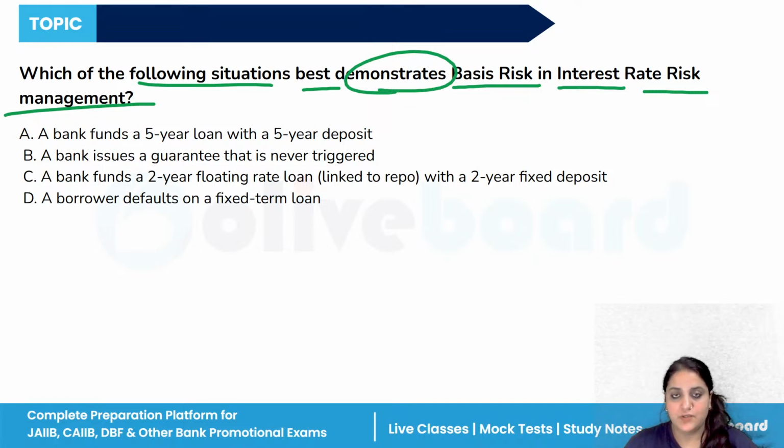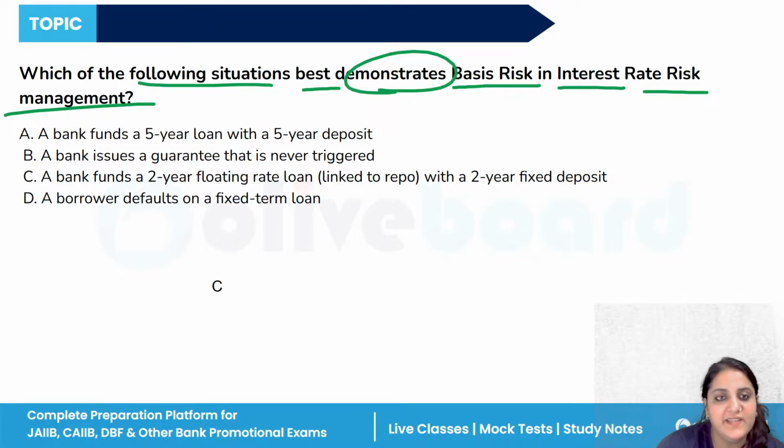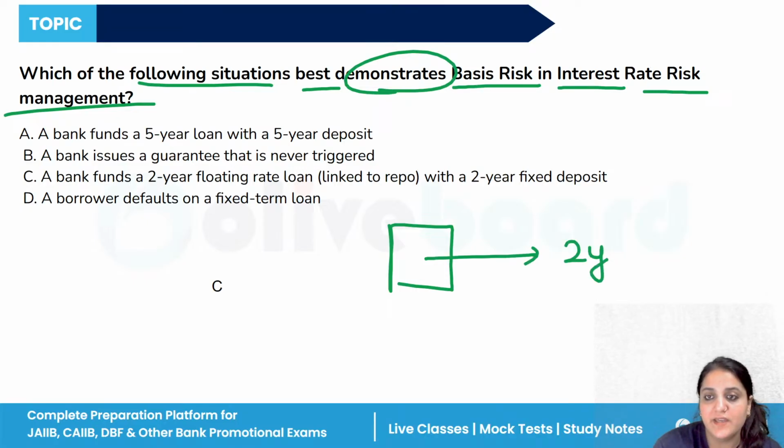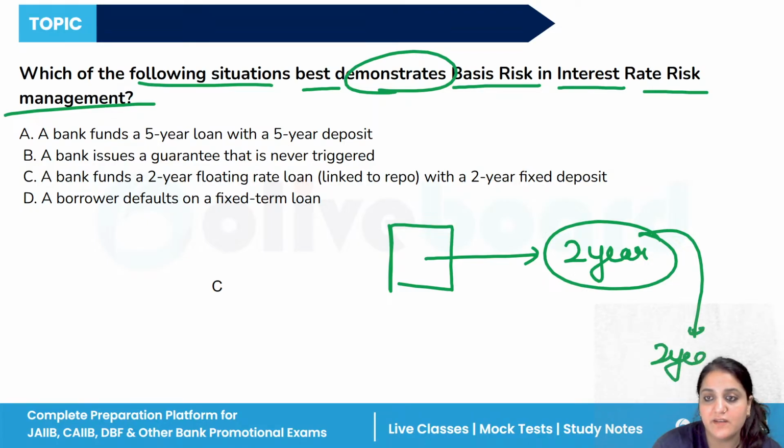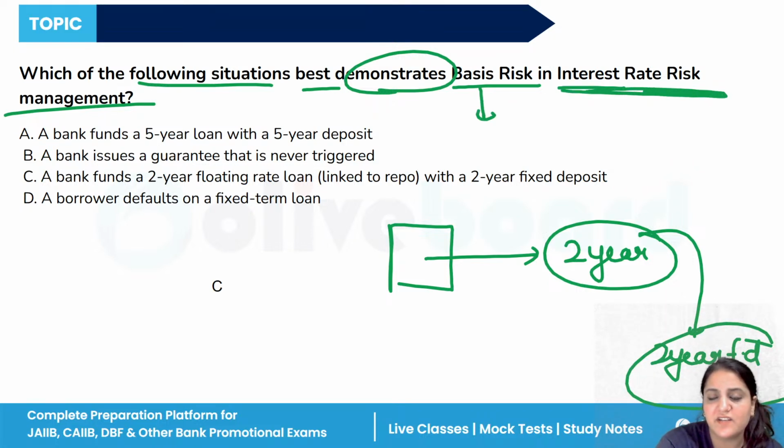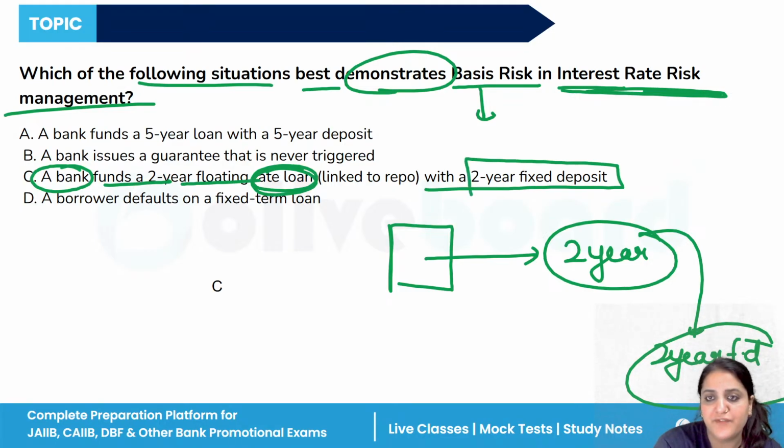Which of the following situations best demonstrates basis risk in interest rate risk management? I think the correct answer is option C. When a bank funds a 2-year floating rate loan with a 2-year fixed deposit, this is demonstrating the basis risk in interest rate risk management.